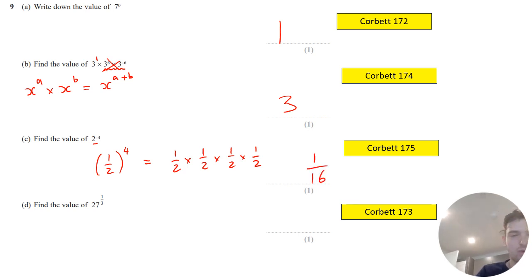And the final one, well, this time I've got a fractional index. So that means I'm going to take the cube root of 27, which I know is 3, because 3 times 3 times 3 does equal 27. So my answer is 3. So again, if you need to practice these, very common on a non-calculator paper, they almost always give you an index question in paper 1. Definitely worth practicing these.